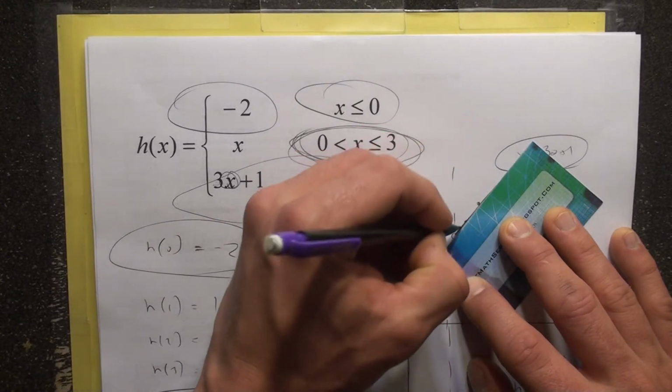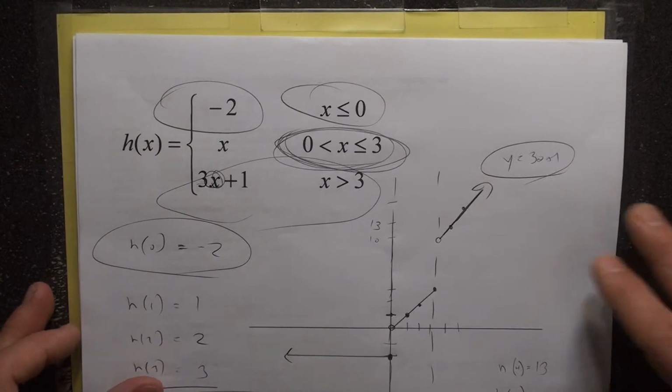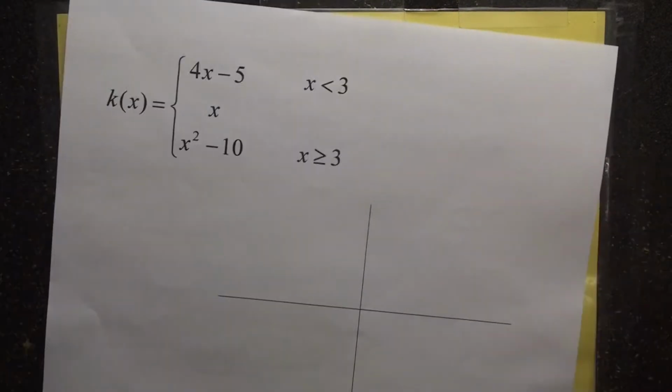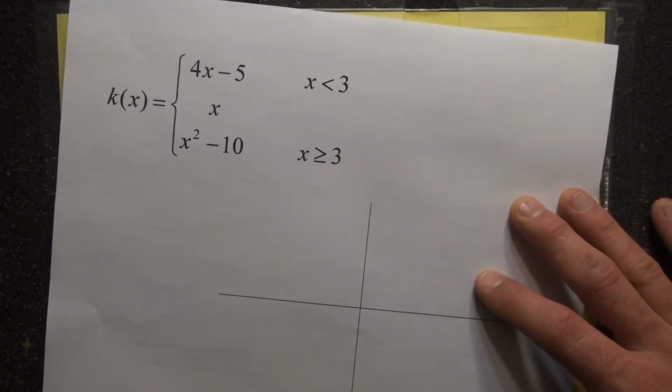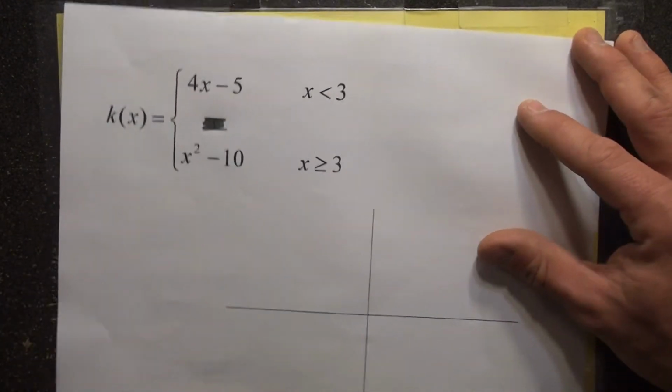So then we would graph. There's our line right there. So basically you have 3 pieces for this one, and we're in good shape. All right, next one. And I meant to just have 2 parts here, and we're gonna just cross that out. All right, k of x.